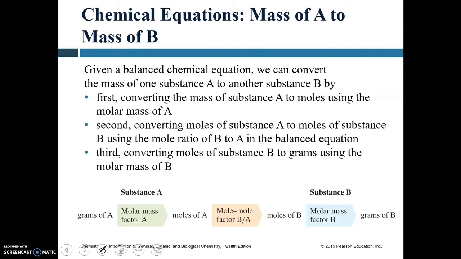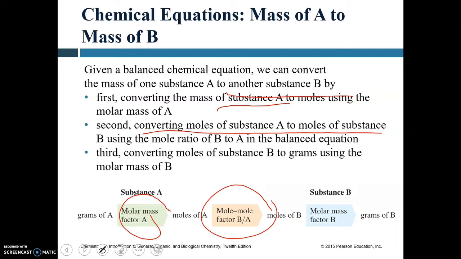So basically, in a balanced chemical equation, we can convert the mass of one substance to the mass of another substance via the following steps. First, we need to convert the mass of substance A to moles, since we can calculate the molar mass of A. Then we can convert the moles of substance A to moles of substance B, using the mole-mole factor or mole-mole ratio between B and A in a balanced equation. And third, we need to convert the moles of substance B to grams using the molar mass of substance B.